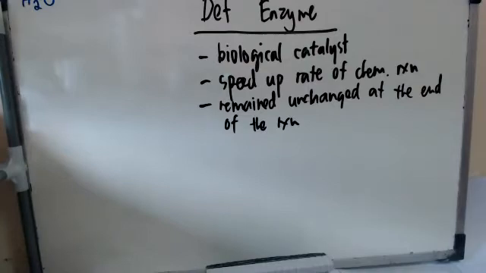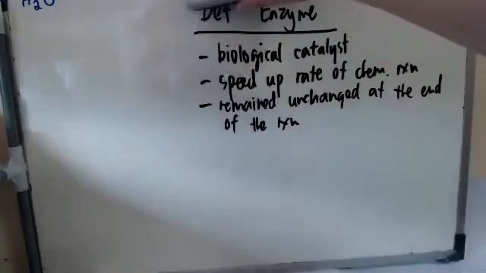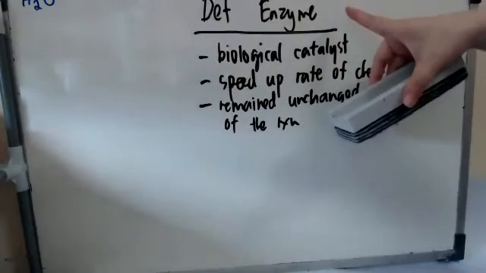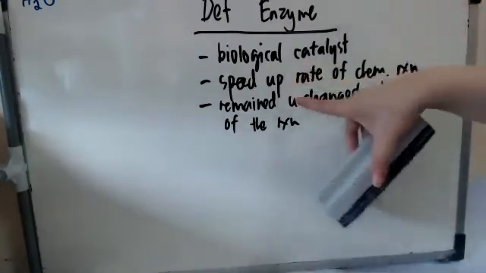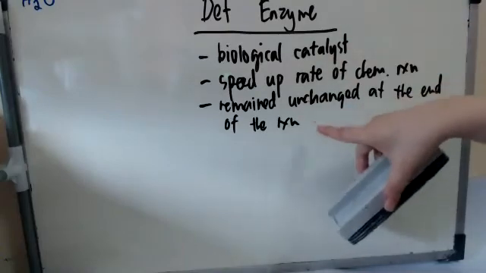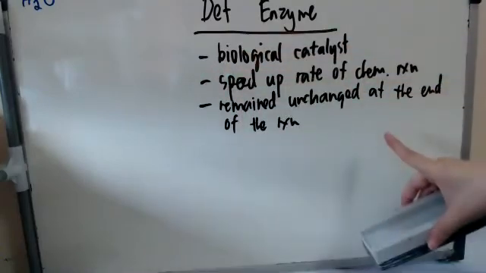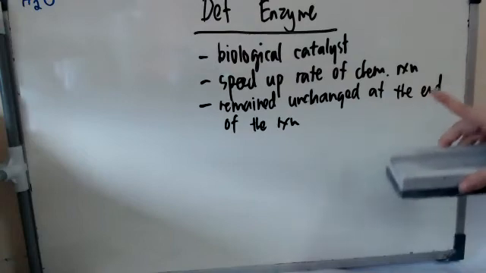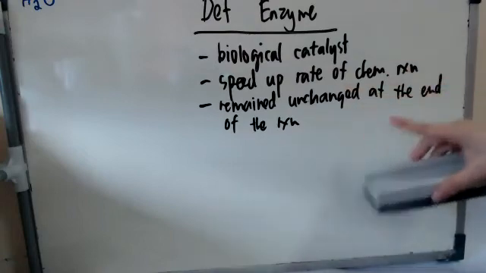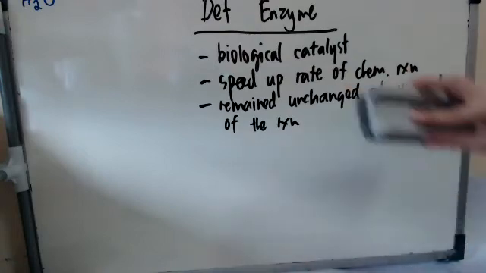Yeah, I'm done. Okay, so basically when they ask you to define enzyme, you have to include these 3 points. So how are you going to write? Just say enzyme is a biological catalyst which speeds up rate of chemical reaction and remains unchanged at the end of the reaction. Very easy.